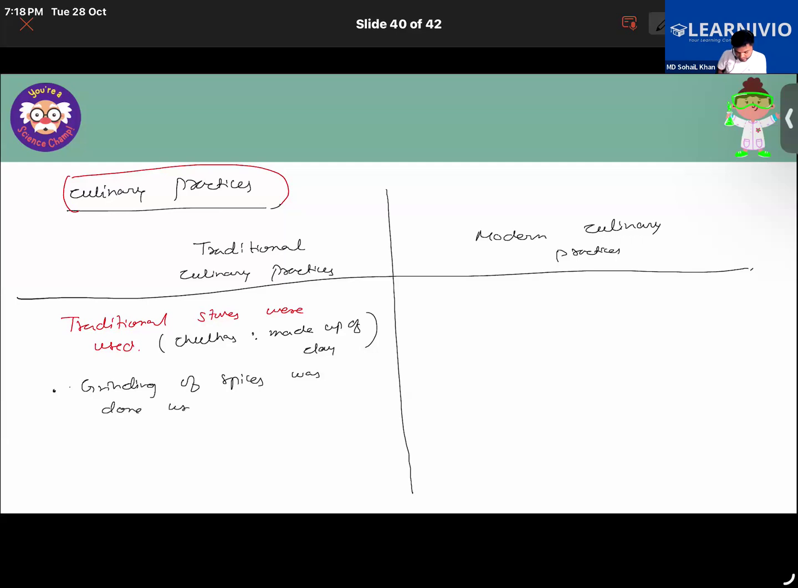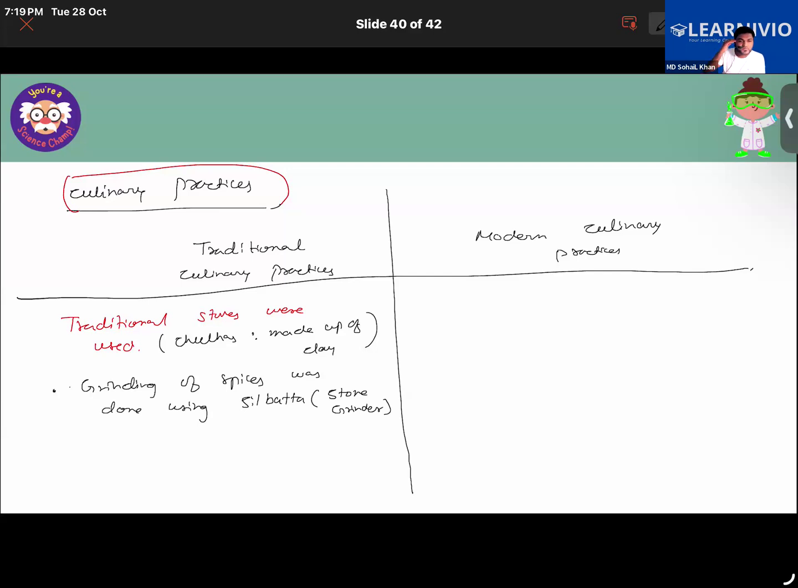Grinding of spices was done using a silbatta, that's a stone grinder. In fact, back in the day, even the wheat or rice was grinded using stones only, right? Even today in some places we may still find it being used, right?